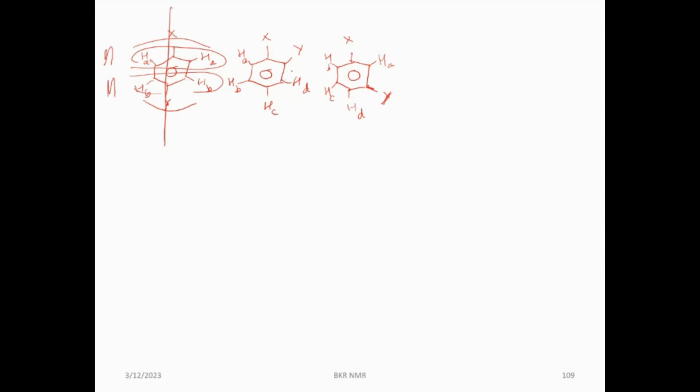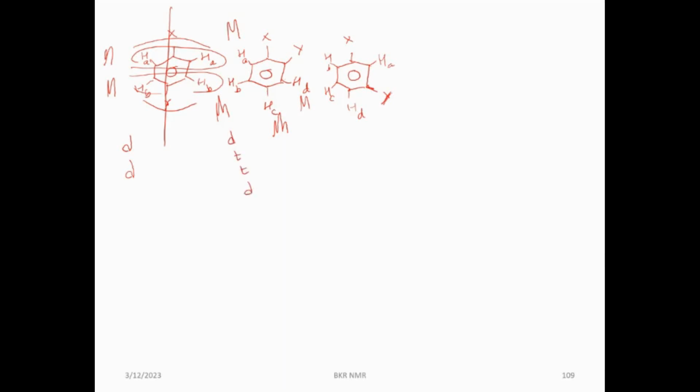But when I come to ortho, proton A has one neighboring proton, so A will be a doublet. B has two neighboring protons, so B will be a triplet. C has two neighboring protons, therefore C will also be a triplet. D has one neighboring proton, so D will be a doublet. So for para, I'll have doublet and doublet, whereas for ortho, I'll have a doublet, triplet, triplet, doublet.